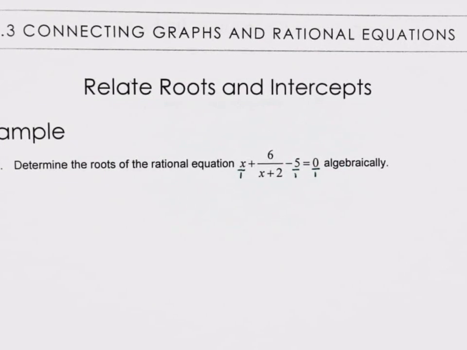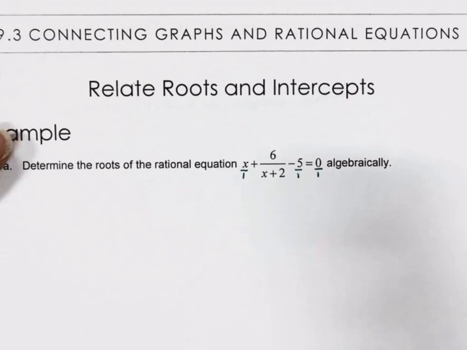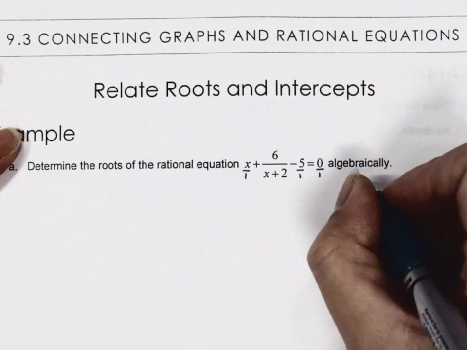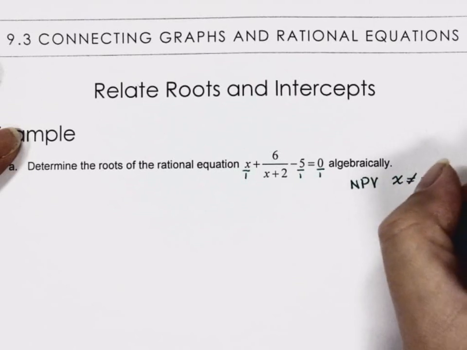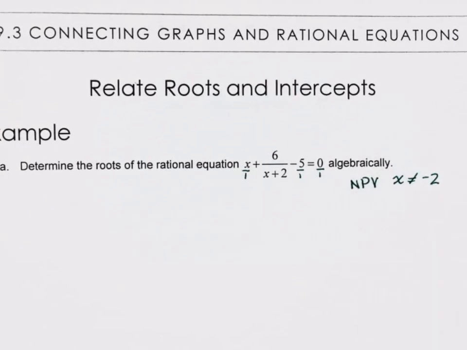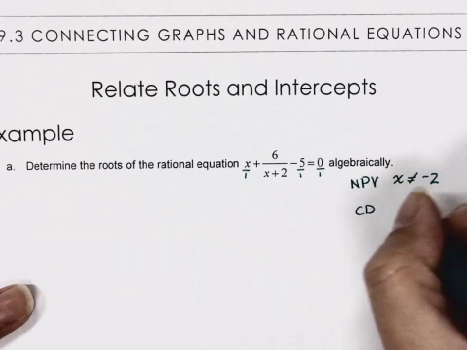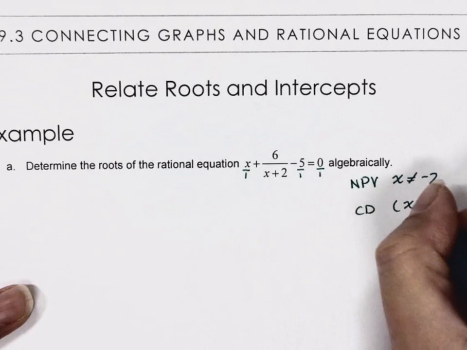What's step 2? Step 1 is factor everything. Step 2 is NPVs, non-permissible values. So what's my NPV here? X cannot equal -2, absolutely. Okay, so then we are going to find our common denominator. Our common denominator is going to be X plus 2.